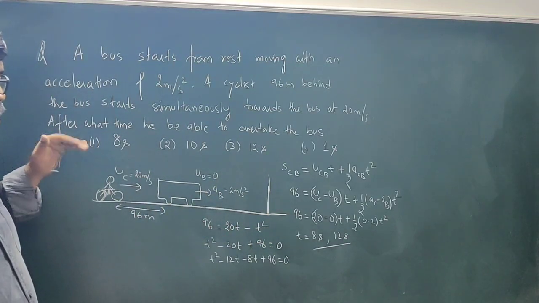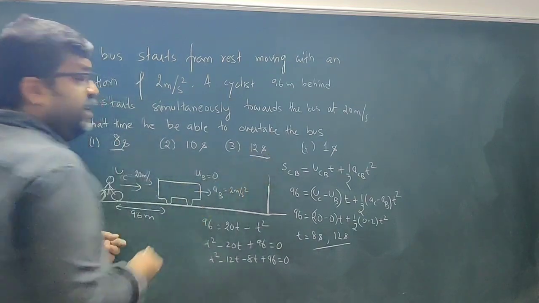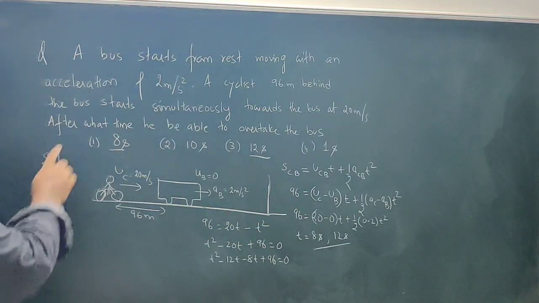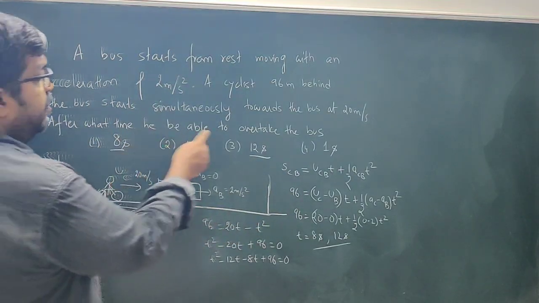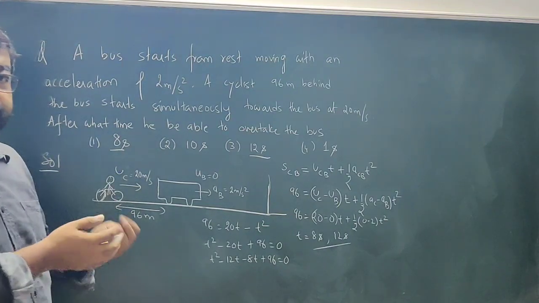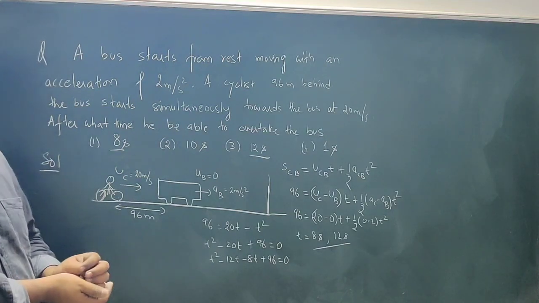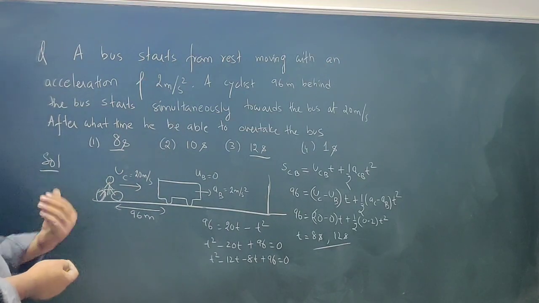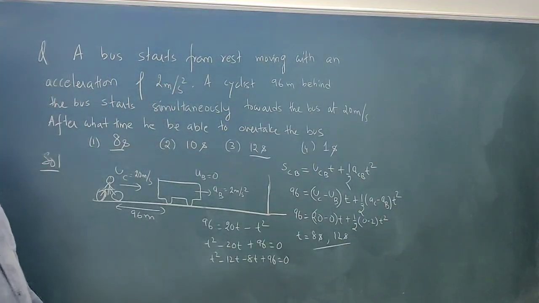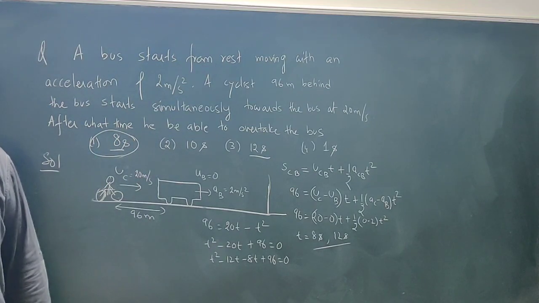Okay, now if we look into the options, one is 8 second, one is 12 second. And we are getting 8 second and 12 second as answers. But it is asked after what time he will be able to overtake the bus. So it implies the first instant when it will be able to cross the bus. First it will cross the bus at time 8 second, then it will cross the bus again at 12 second. So you have to choose this as the correct answer.